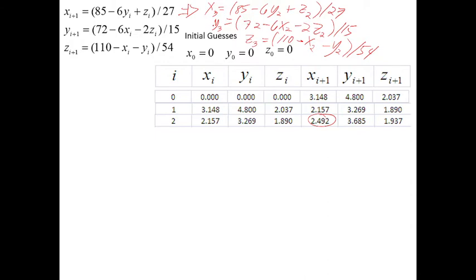Next, y sub 3. We should get this: 72 minus 6 times x sub 2. x sub 2 is 2.157. Then minus 2 times z2. z2 is 1.890. Then we divide it by 15. We get 3.685.